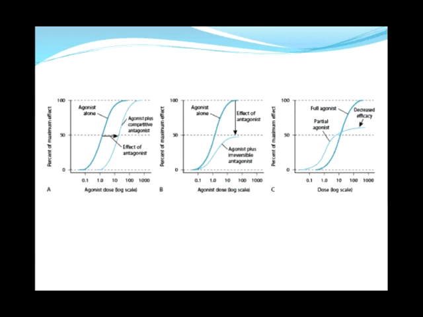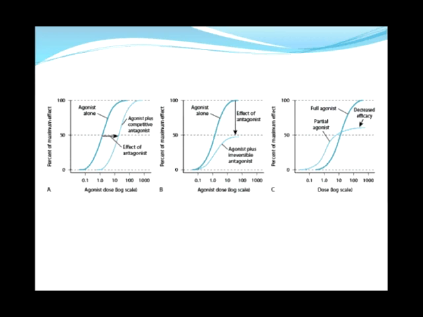So let's look at this figure here. In figure A, the addition of a competitive antagonist does not decrease the efficacy of the agonist because adding more of the agonist overwhelms the competitive antagonist. However, because more drug is required to achieve 50% of the maximal effect, the agonist is less potent.